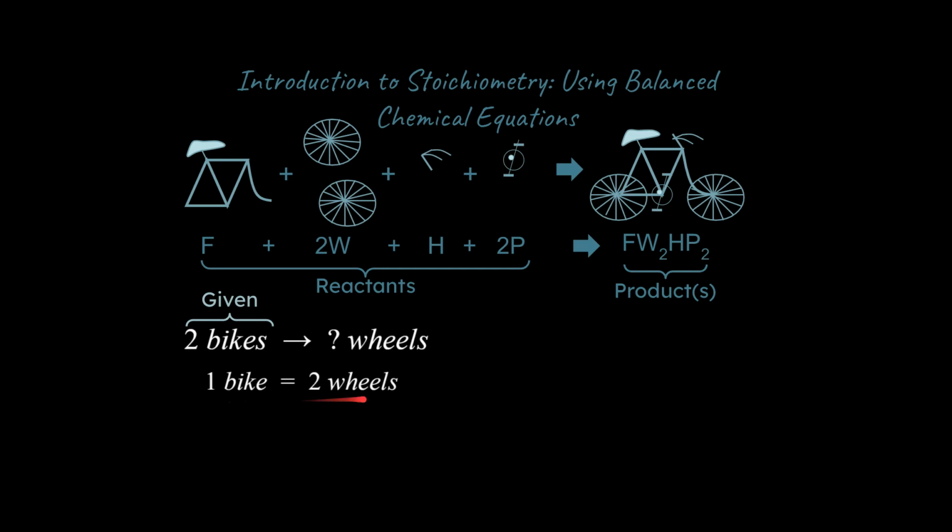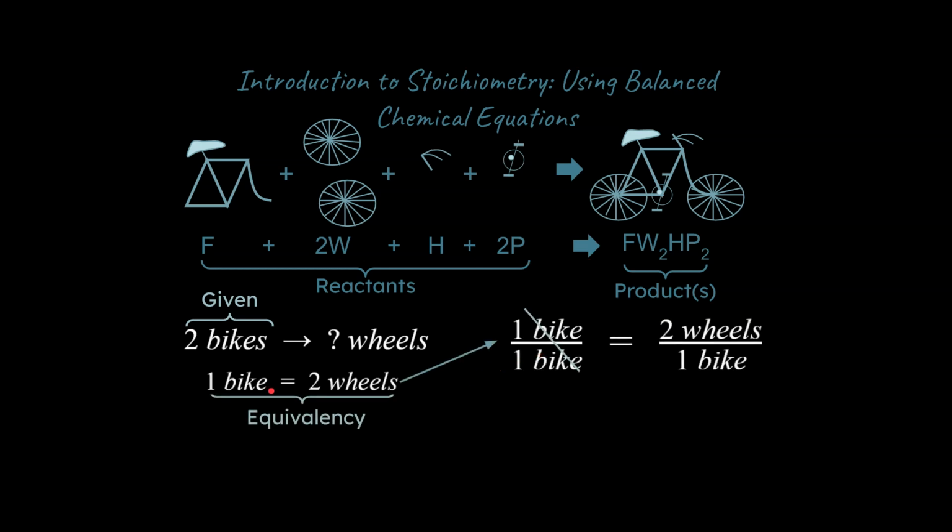We know that 1 bike is equal to 2 wheels. How do we know that? Well, there's an implied 1 in this mechanical equation right here, and over here we've got 2 in front of the W. So 2 wheels is equivalent to 1 bike. Now it's important to note that we know a bike is not made up entirely of 2 wheels. That's not the point. The point is if we were going to convert from bicycles to wheels, we would need a 1 to 2 relationship.